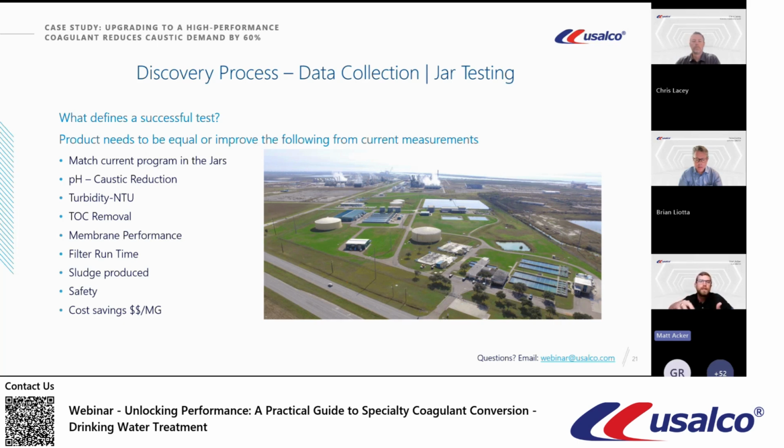But there are 4 other things that we want to look at, which is, can we meet or beat the settled water turbidities, meet or beat our sludge generation, meet or beat required organic removal, and then save the plant facility money. How can we reduce the cost per million gallons?